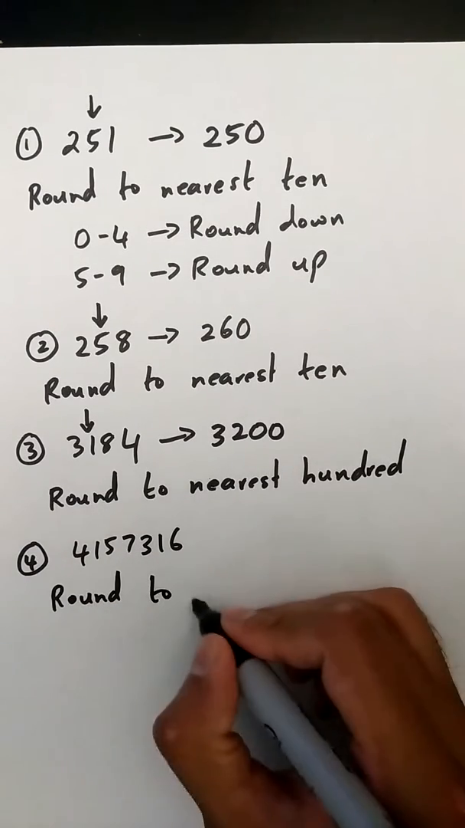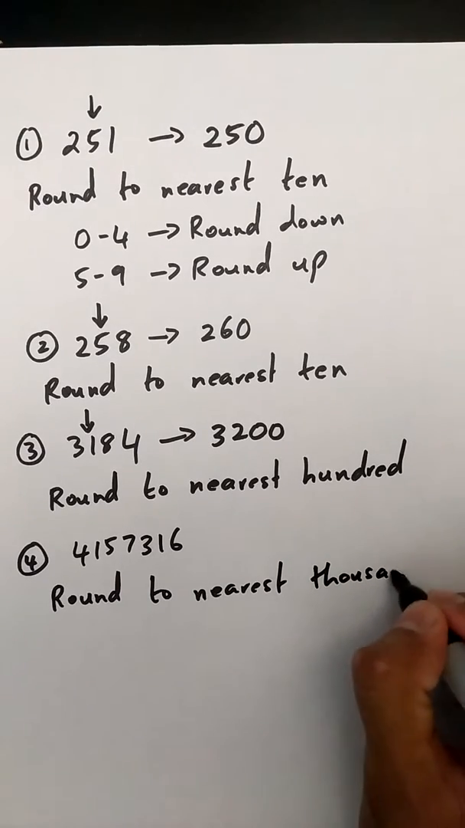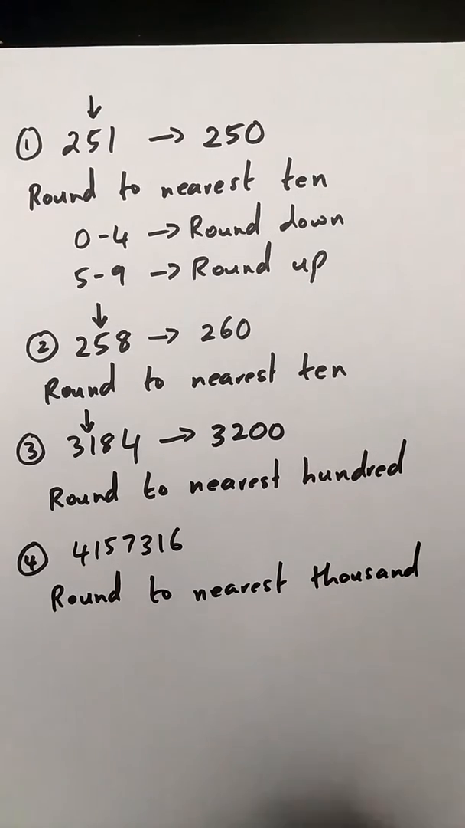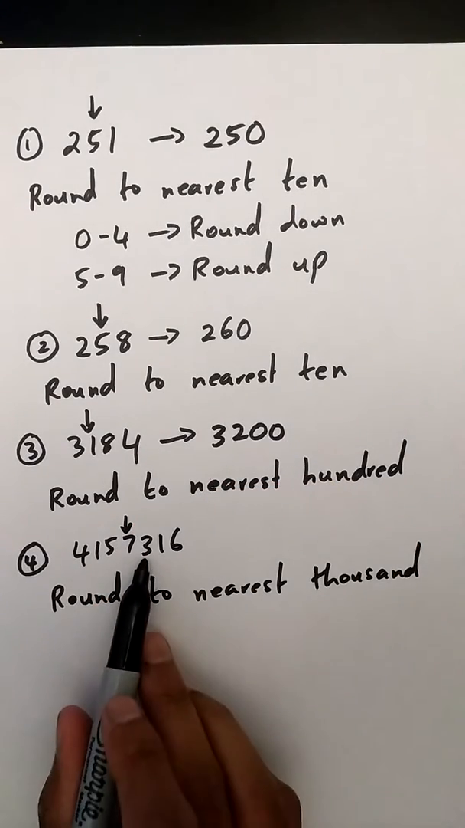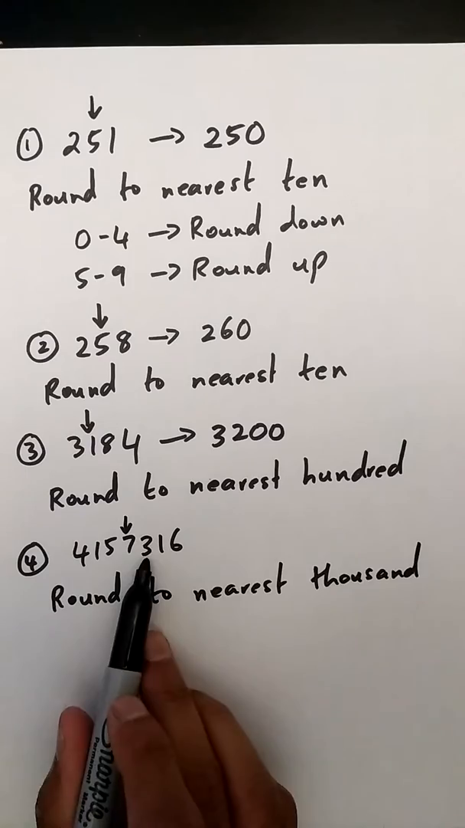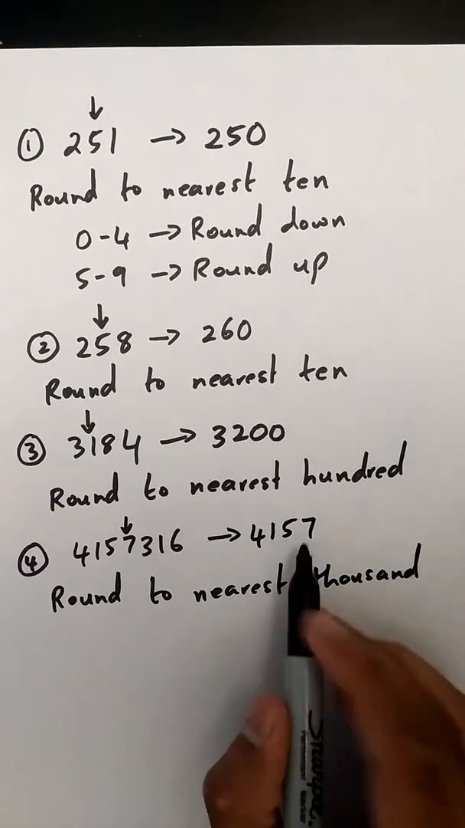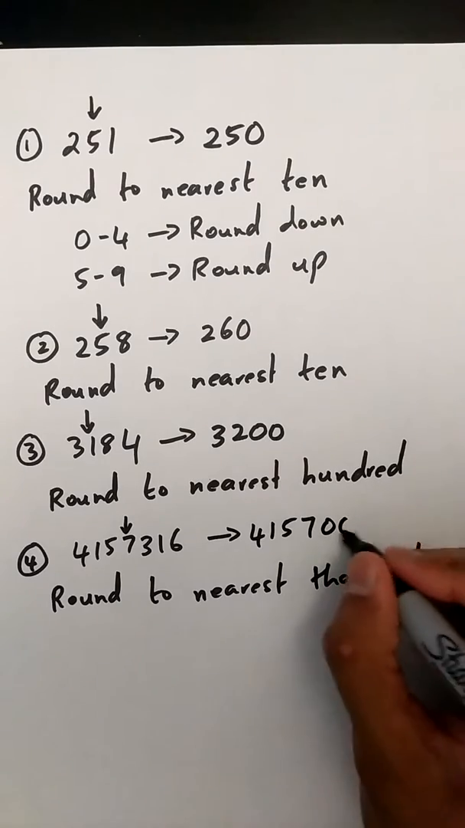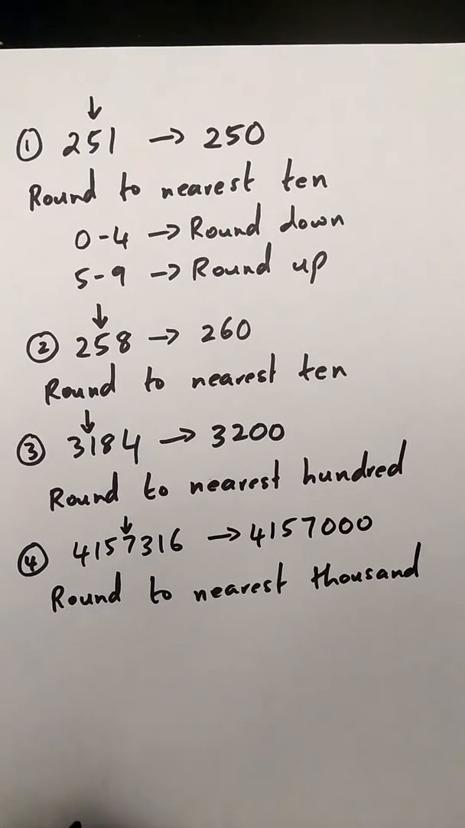The next one, I'm going to round to the nearest 1,000. Again, in this case, my 1,000 column is right there. If I look at the next number, it's a 3, so I'm going to round down, which means that number stays the same, followed by the 3 zeros, which you replace with those 3 numbers.